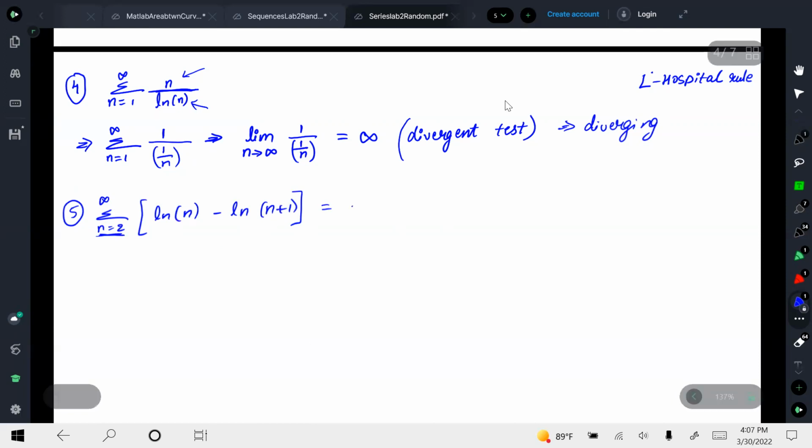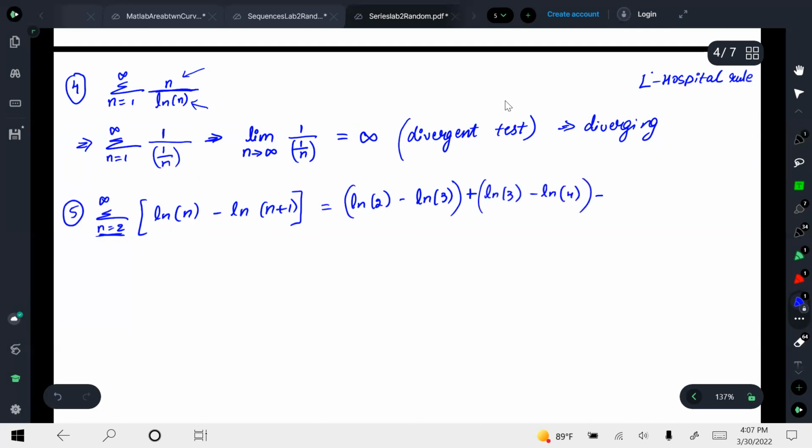So we get ln of 2 minus ln of 3. This is for n equal to 2, plus, for the next one, ln of 3 minus ln of 4, plus ln of 4 minus ln of 5. Okay, it keeps on going. Now, what is the last term? You get ln of n minus ln of n plus 1.